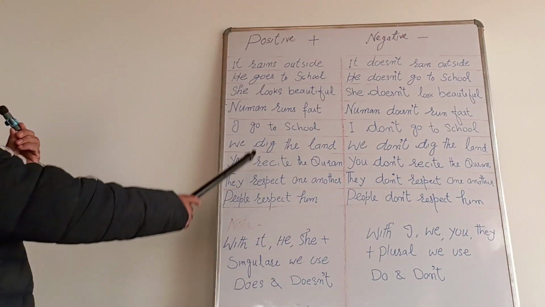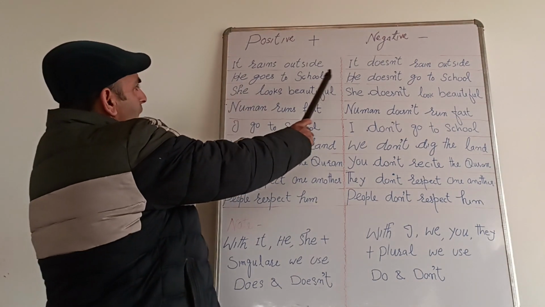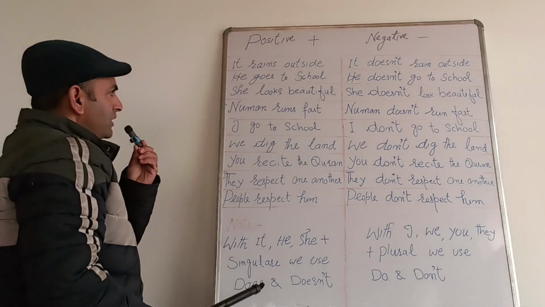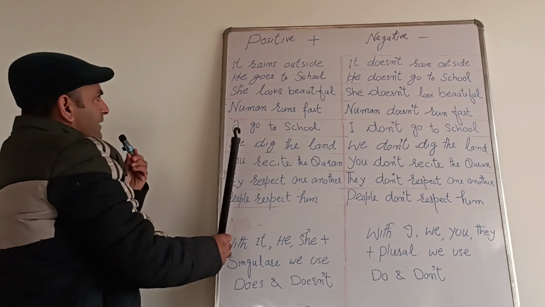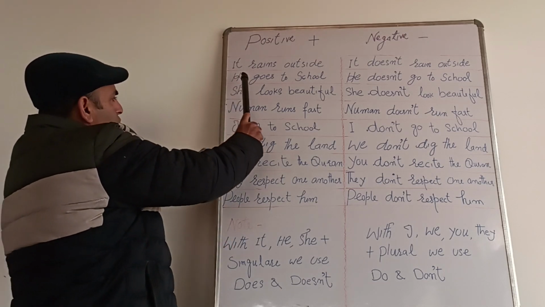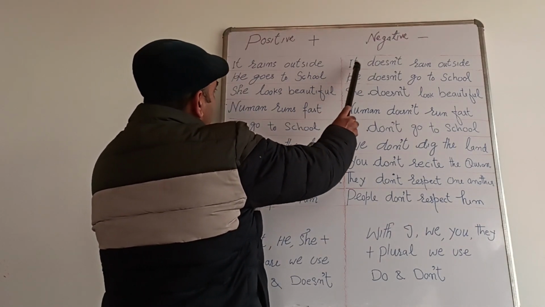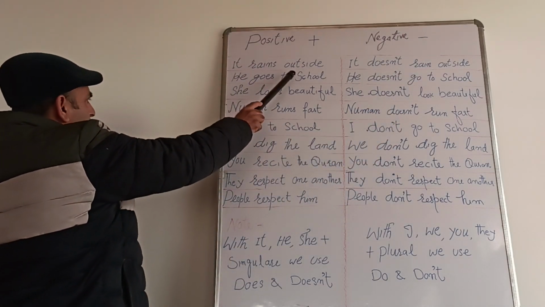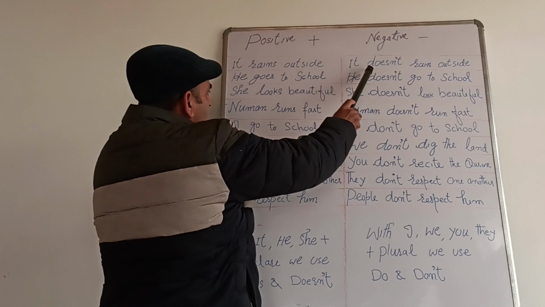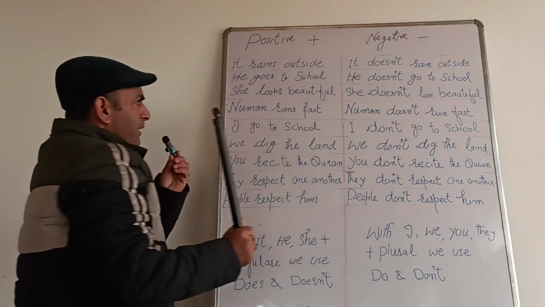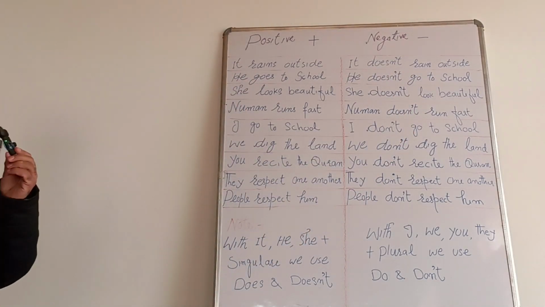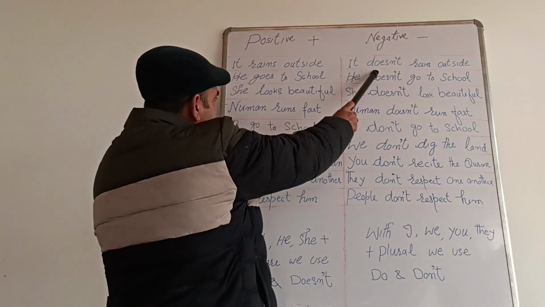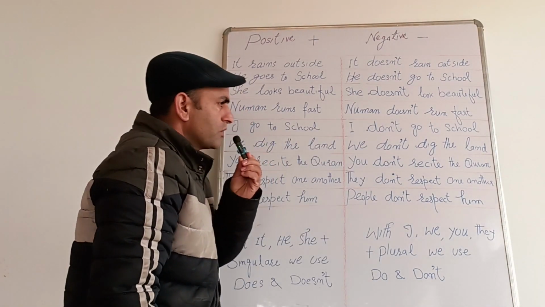So here we are just going to touch positive and negative sentences. For example, it rains outside. With it in the negative we have to use doesn't. Negative: it doesn't rain outside. Positive: it rains outside, and negative: it doesn't rain outside. The main point of this topic is that I want to make you understand where we can use doesn't and where we can use don't.